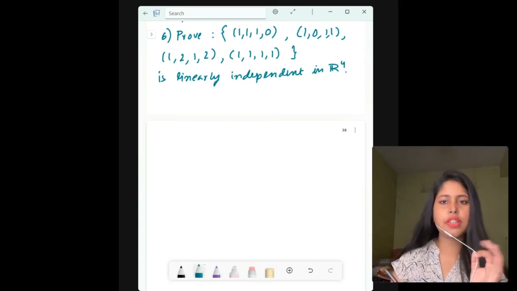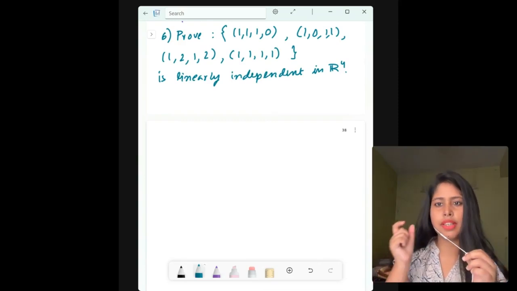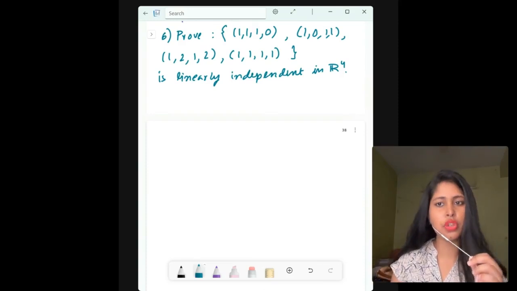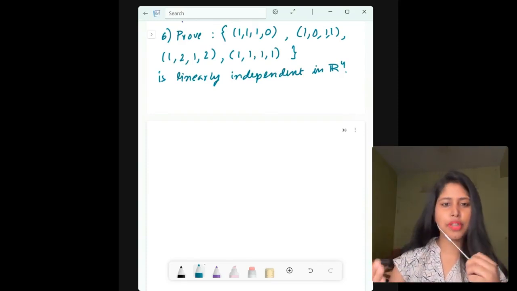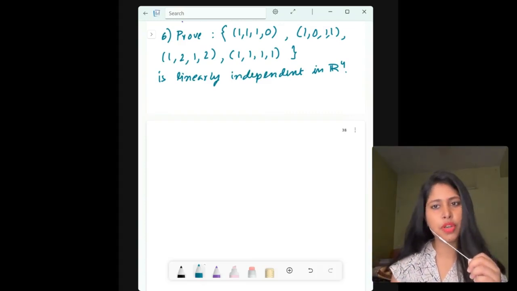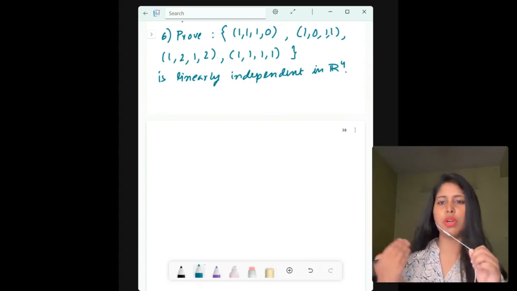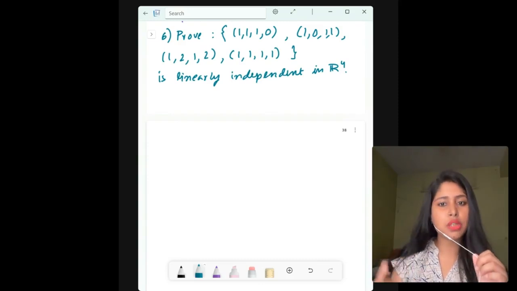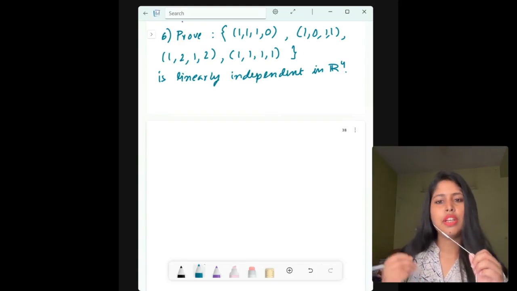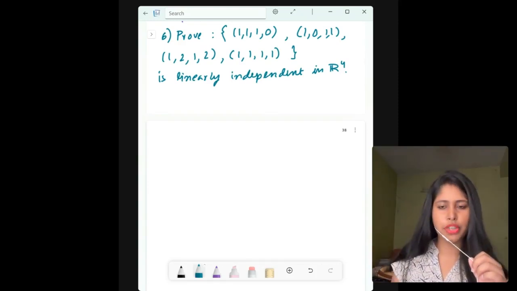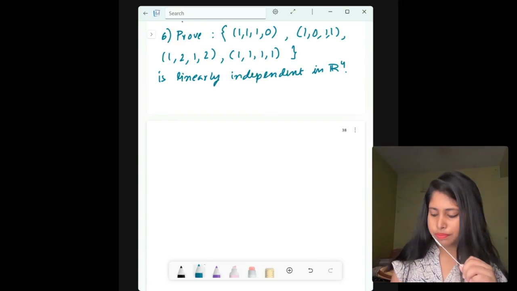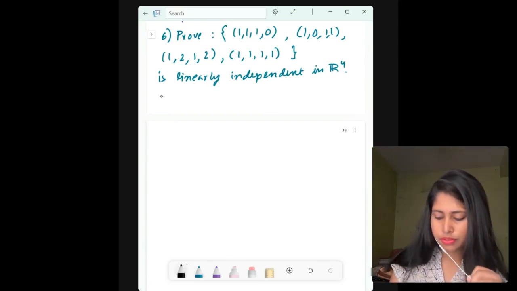See, for 4 vectors in R4, we first need to find C1, C2, C3, and C4, not all 0, such that we can write C1 alpha 1 plus C2 alpha 2 plus C3 alpha 3 plus C4 alpha 4 is equal to theta. Theta is what? The 0 vector. Then we need to expand component-wise. Then we get the system of linear equations, right? Then we're going to solve that system of linear equations. So let me do it. Just a moment. Yes. Let me solve the question.